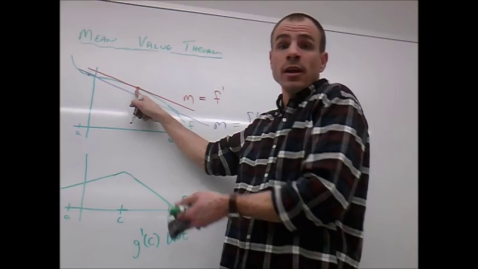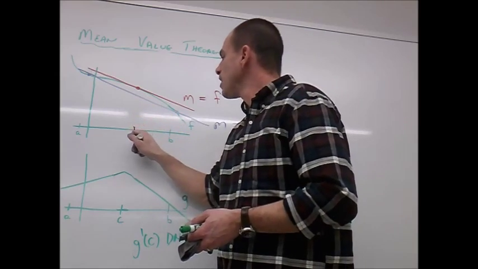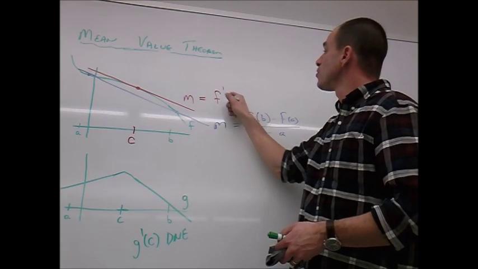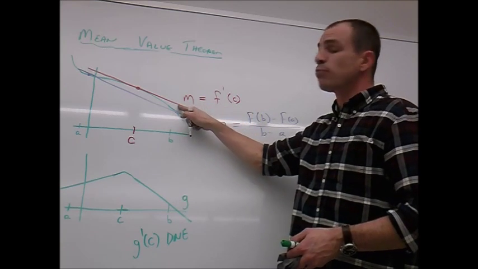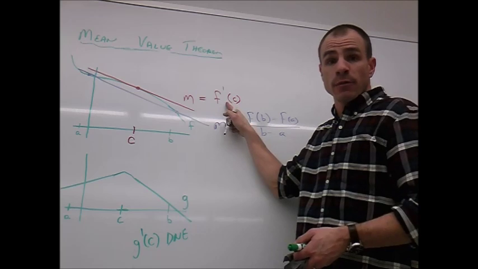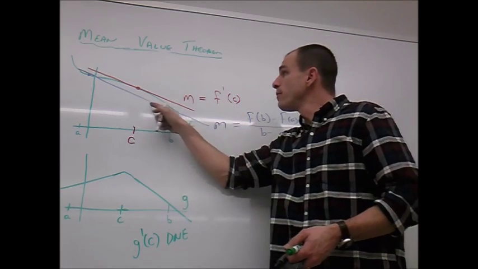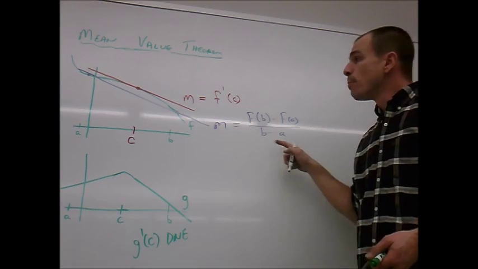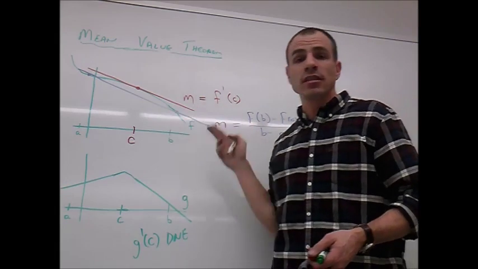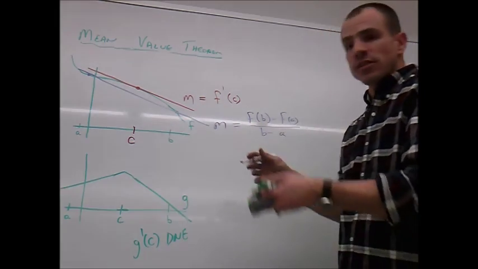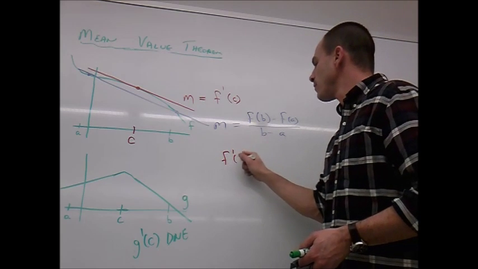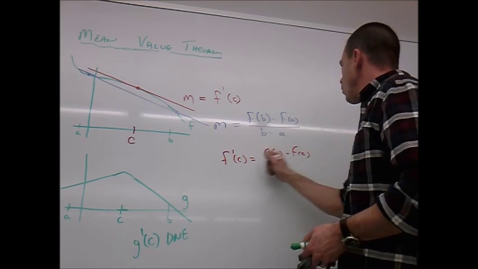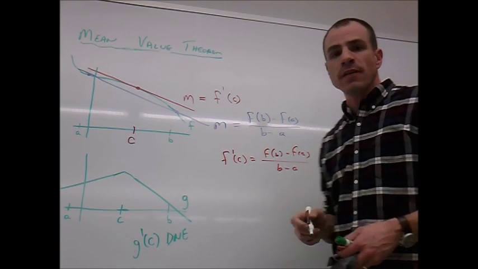This point right here doesn't have a label yet, so let's label it. The label that we see in the theorem on your paper is c. So the slope of the brown line is f prime of c. The slope of the blue line is f of b minus f of a over b minus a. But the slopes are equal because the lines are parallel. So what does the theorem say? Well, it says that f prime of c is equal to f of b minus f of a over b minus a. That's your mean value theorem.